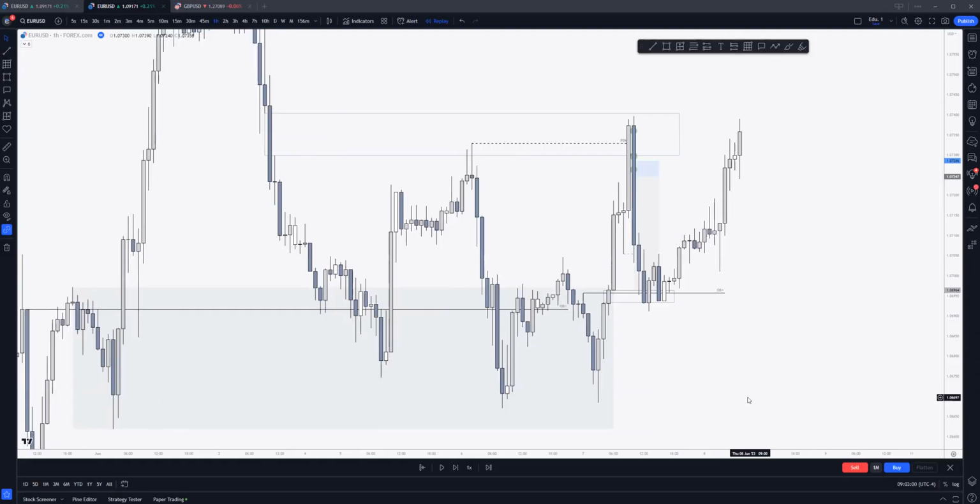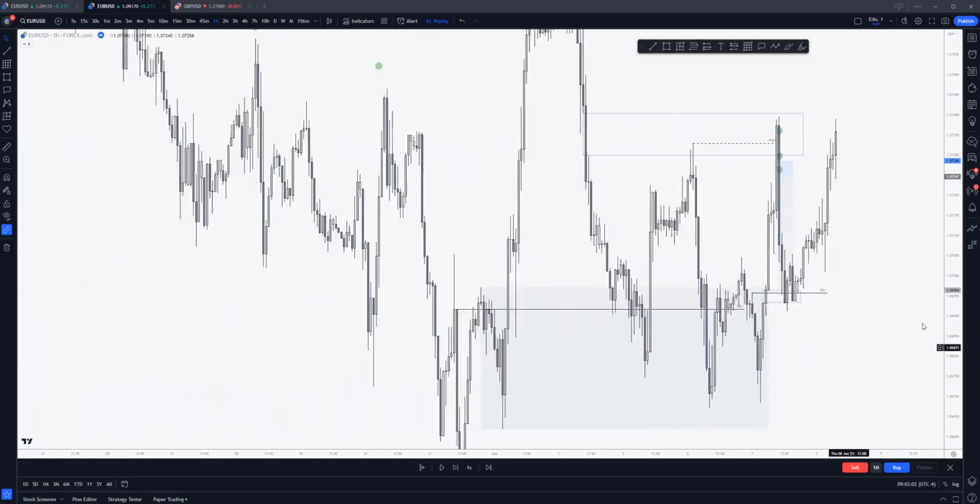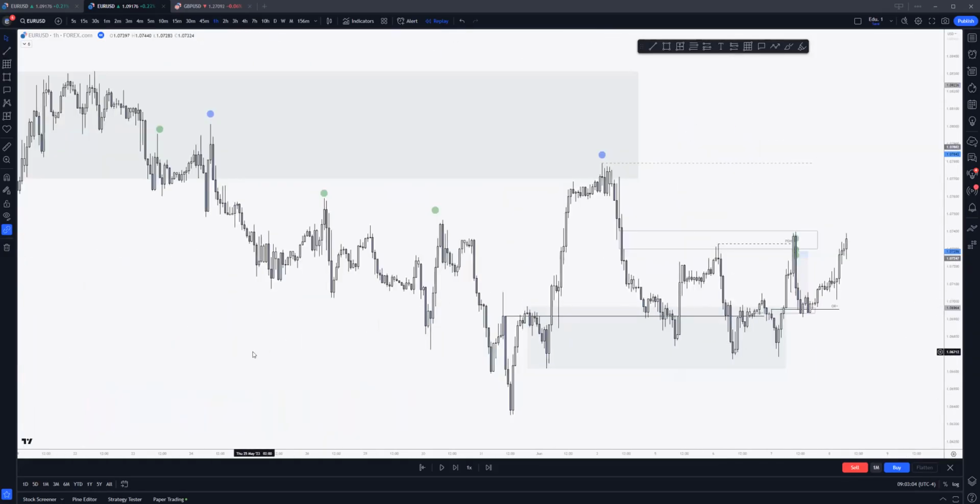On the left side where you mapped the swing structure, right here. Shouldn't this technically be the swing high? Because if we look at the structure, this should also be an ISP, right? To the downside.